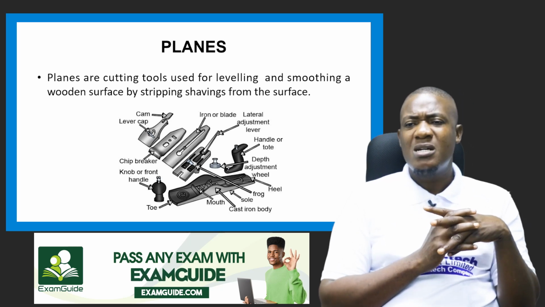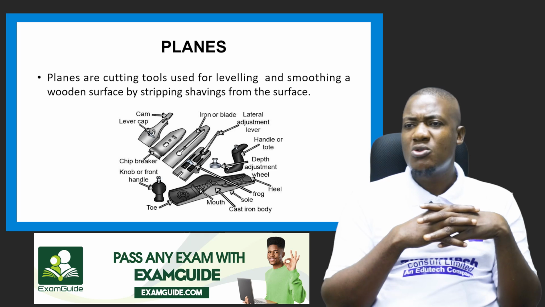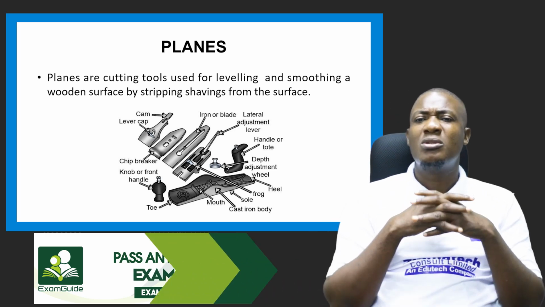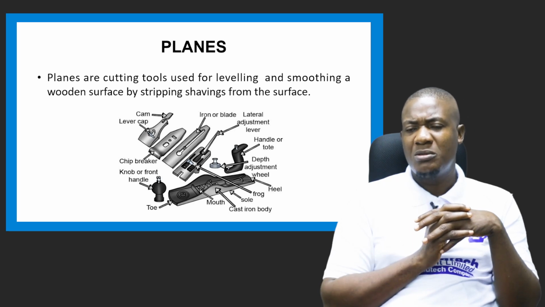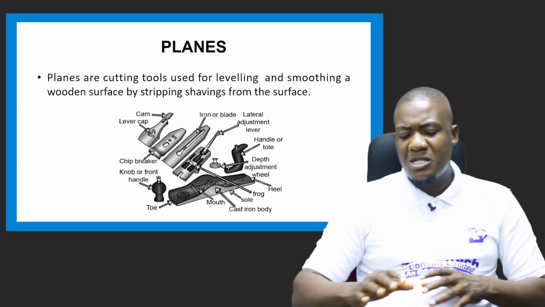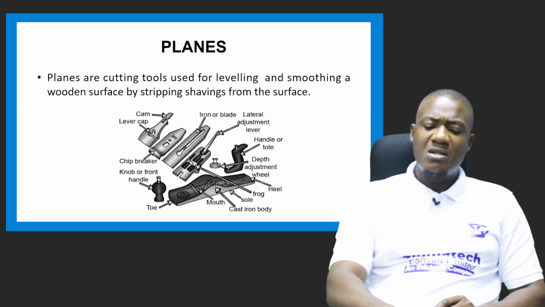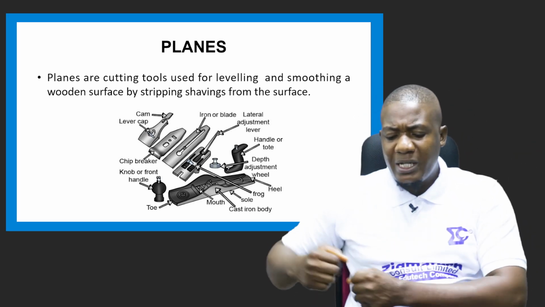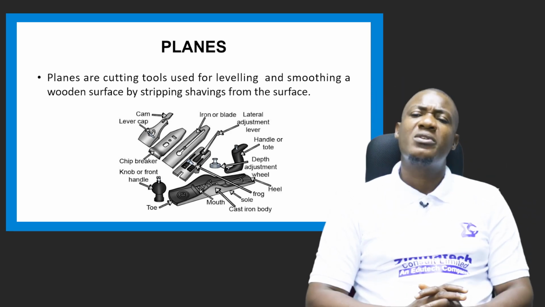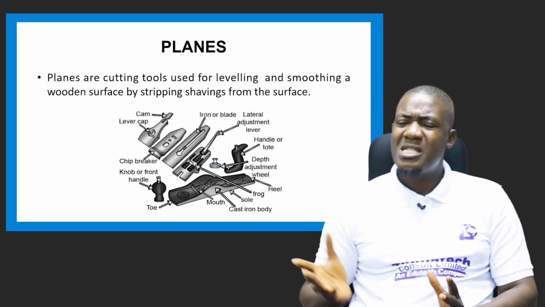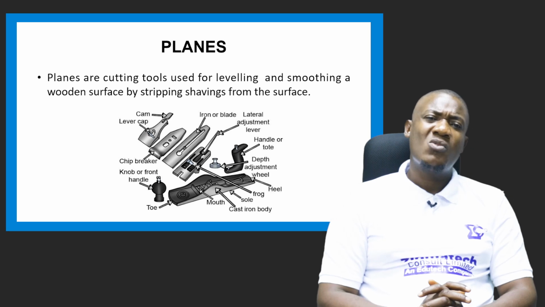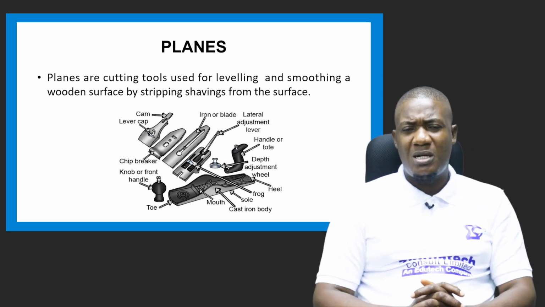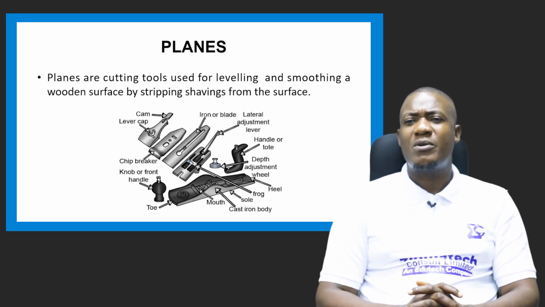So basically, the planes are cutting tools that we use for smoothing. It can also be used to level the surface of the wood you are working on. That it does by removing some shavings from the surface of the wood. Let's say you want to level the surface. It's a plane that you use for that purpose. We have different types of planes for different purposes. What they do, we're going to talk about them.